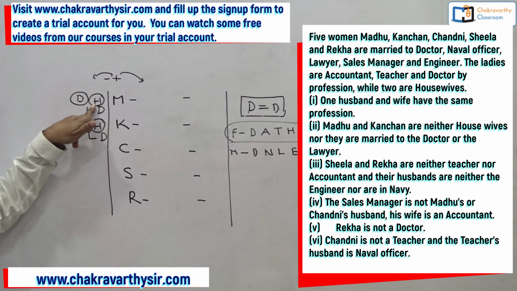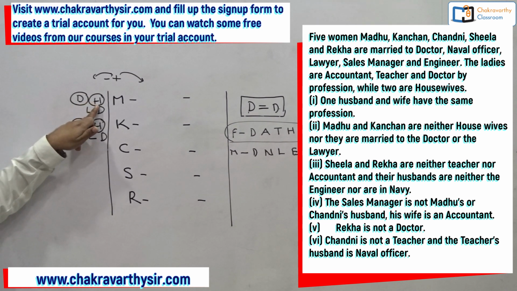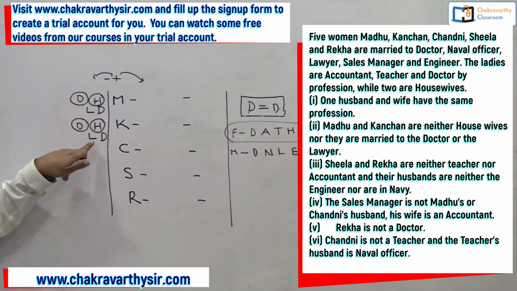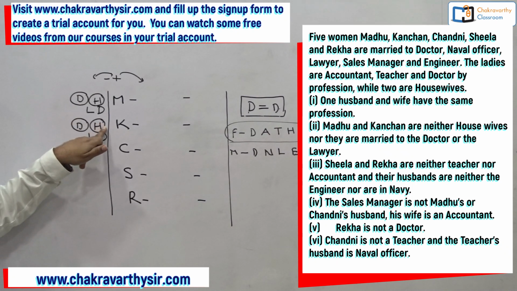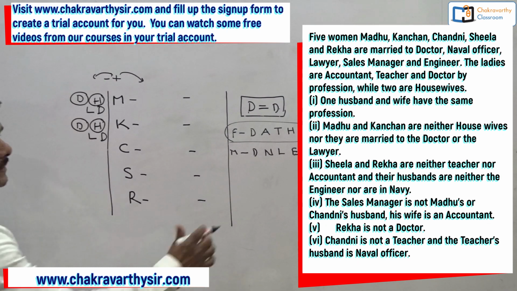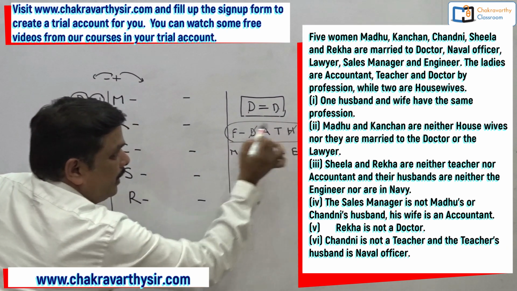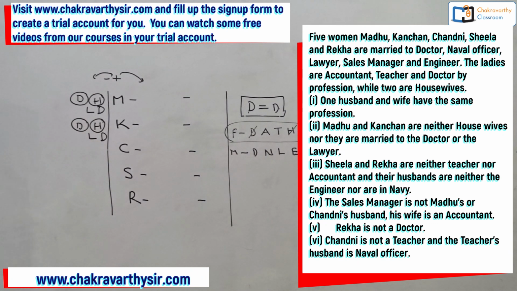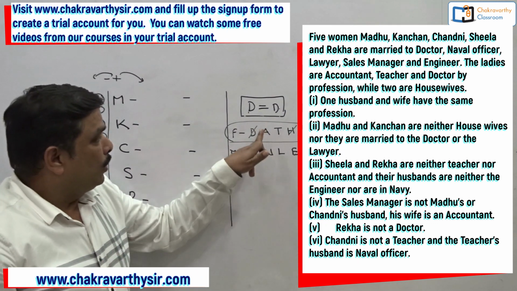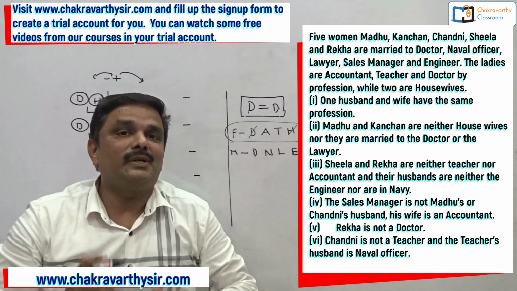This information is given by them. Cannot be a doctor, we found it. So she cannot be a housewife or doctor. Similarly, Kanchan cannot be a housewife and cannot be a doctor. If these two ladies cannot be doctors or housewives, how many professions are left out? Two professions are left out, that is accountant and teacher.